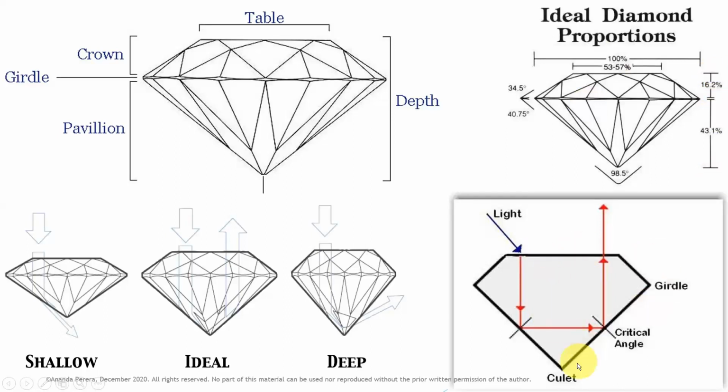Now look here. Light comes and goes through the table this way. So this is called a good ideal cut. It is here. This is bad. This is also bad. Shallow, deep. The best cut is this. If it is this way, we need to resize and recut.